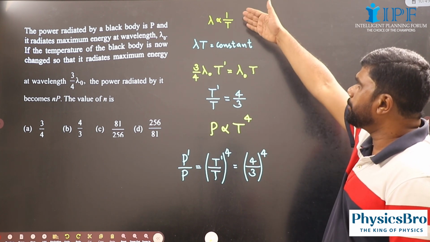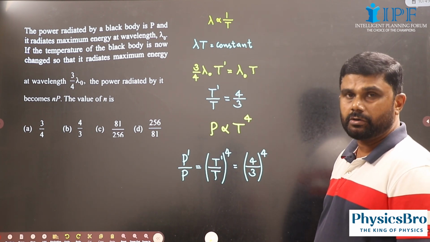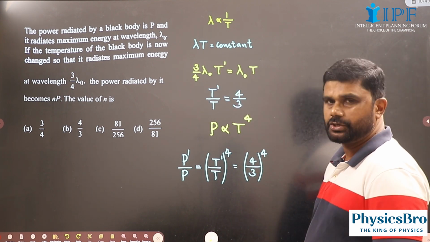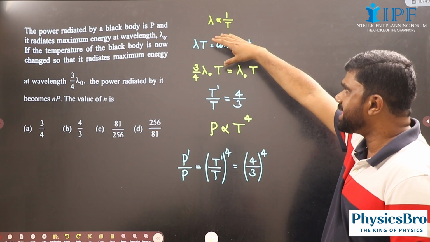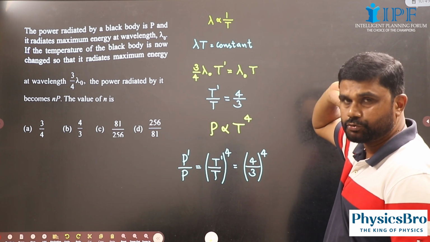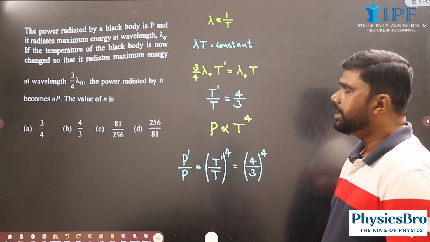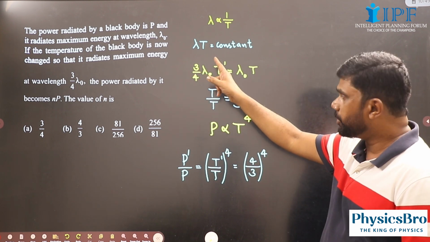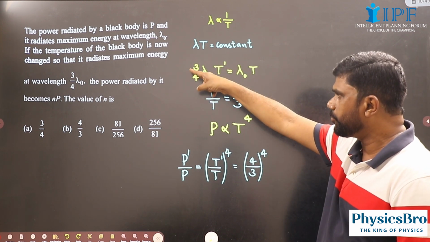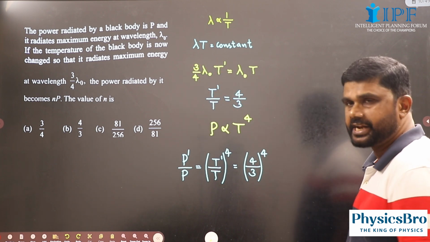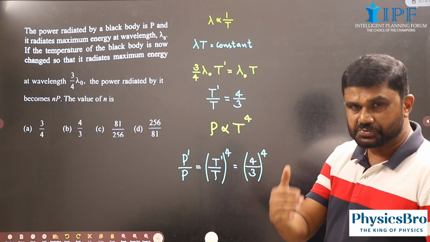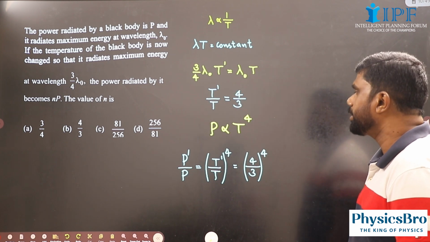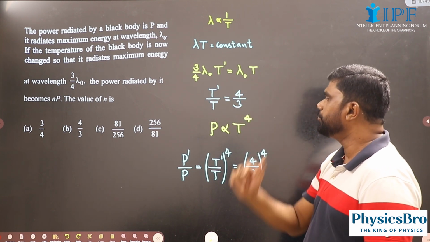Now see, lambda is proportional to 1 by T. By Wien's law, lambda T is equal to a constant, so lambda 1 T1 equals lambda 2 T2. When the wavelength corresponding to maximum energy radiation is 3 by 4 lambda 0, suppose the temperature is T dash. When the wavelength corresponding to maximum energy radiation is lambda 0, the temperature is T. So we will get T dash by T equal to 4 by 3.